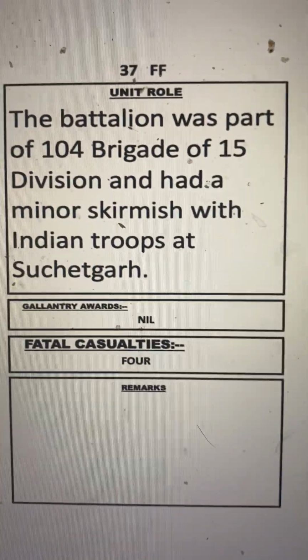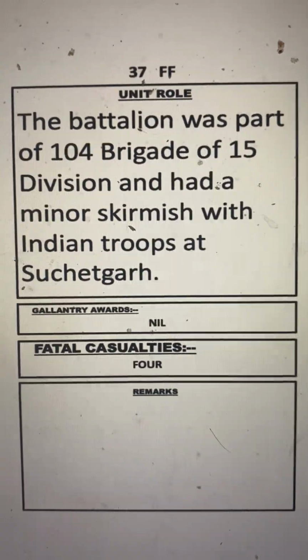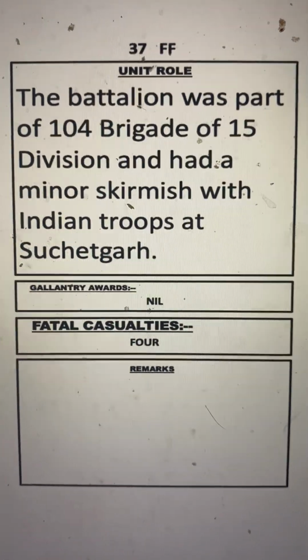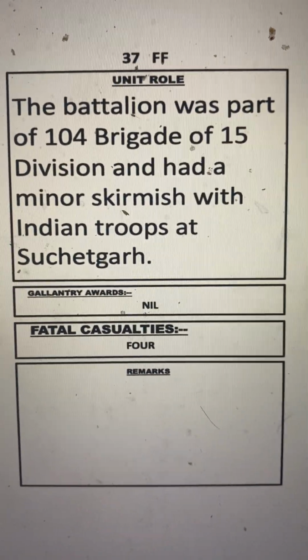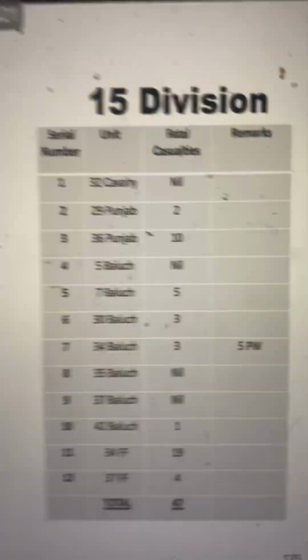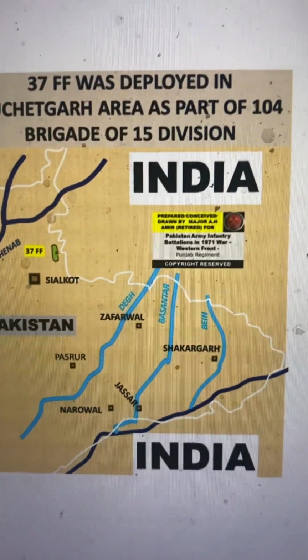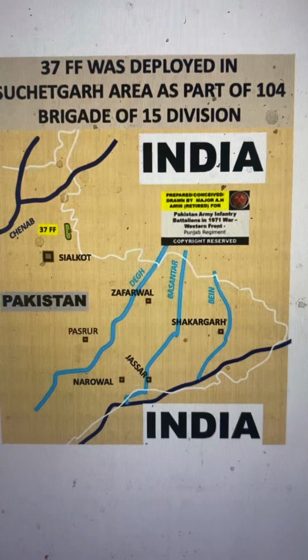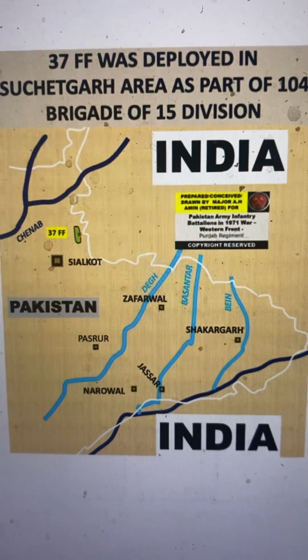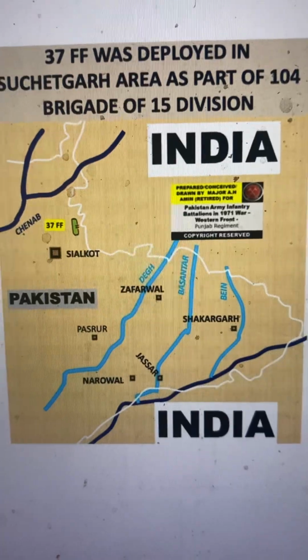37 FF. The battalion was part of 104 Brigade of 15 Division and had a minor skirmish with Indian troops at Suchitgarh. Gallantry award nil, fatal casualties 4. As you can see, this is the deployment of the 37 FF. It was deployed in Suchitgarh area as part of 104 Brigade of 15 Division.